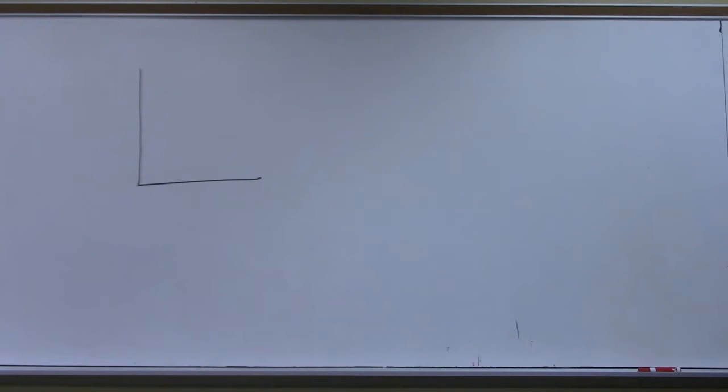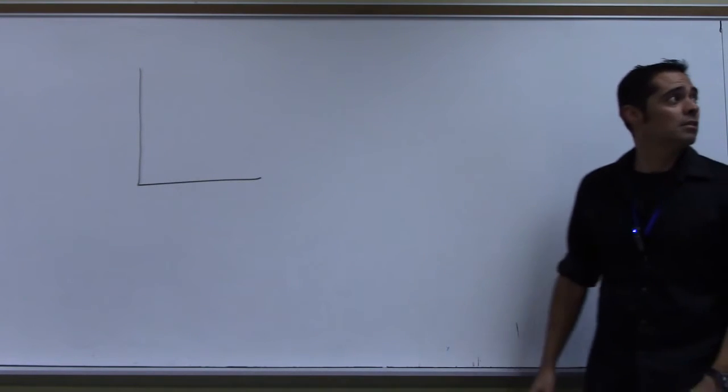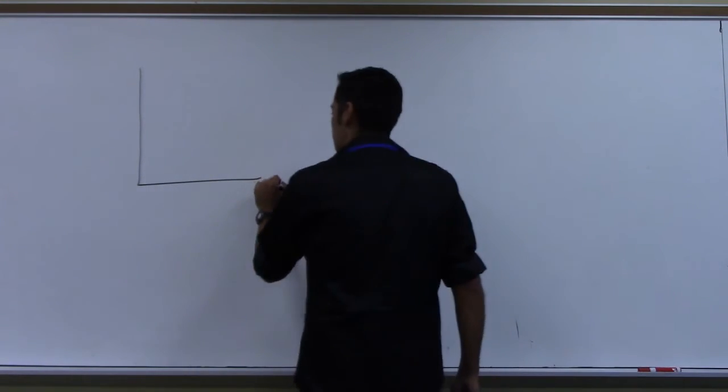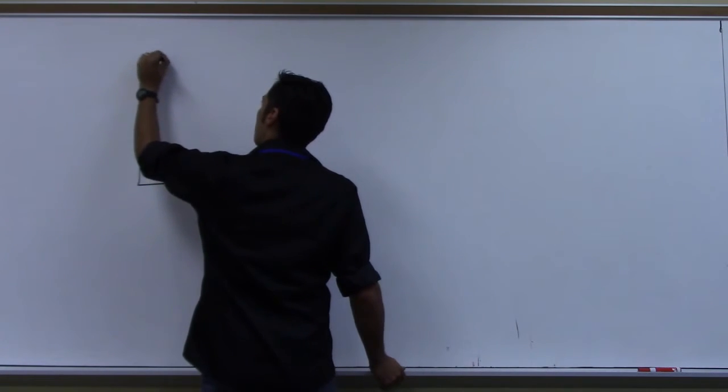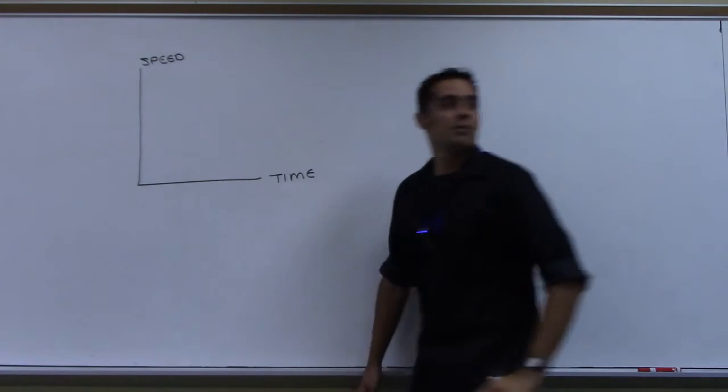All right, so let's say a person walks at a constant speed of 2 miles per hour. And what we're going to do is we're going to plot time versus speed.